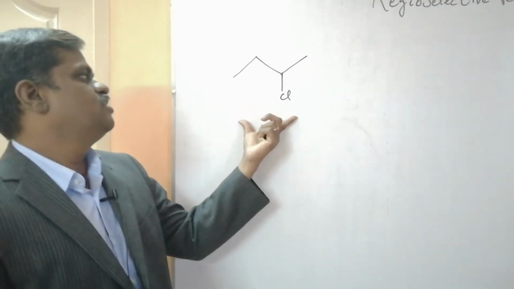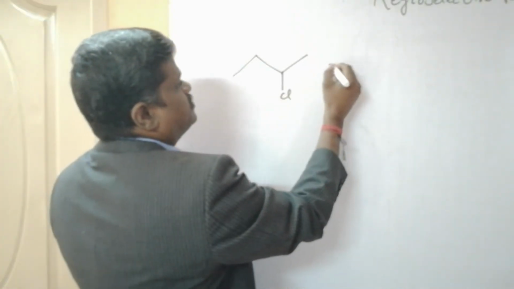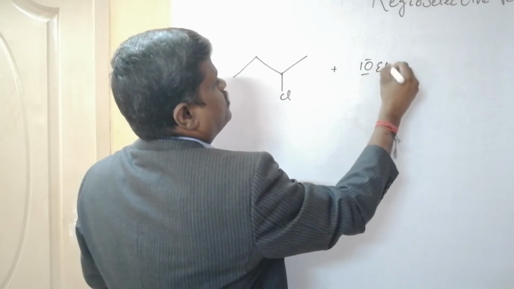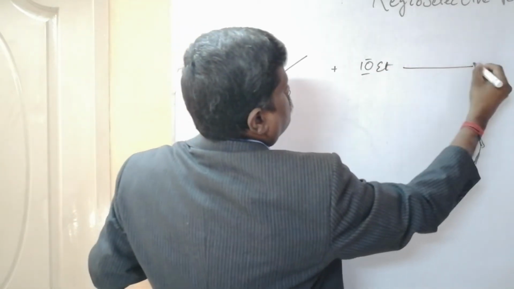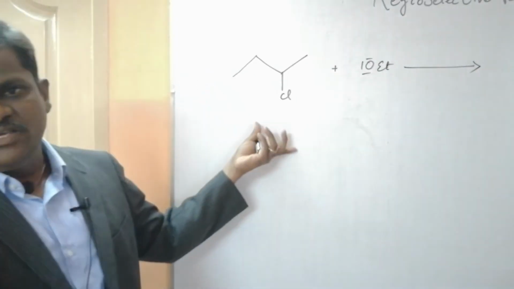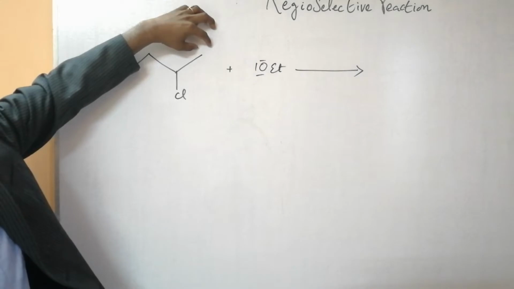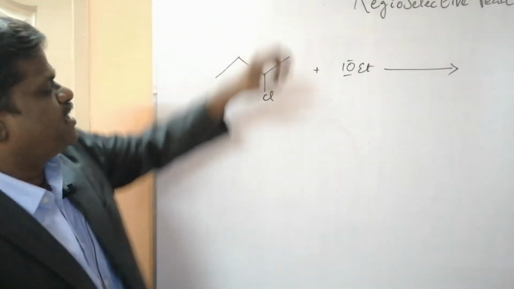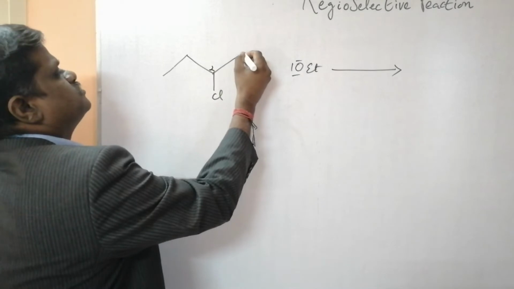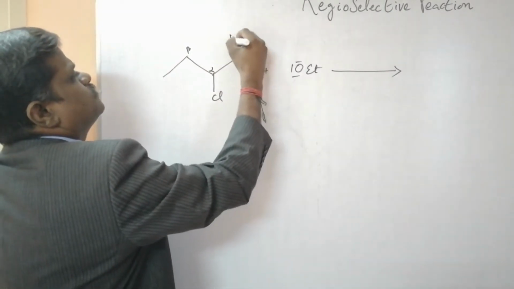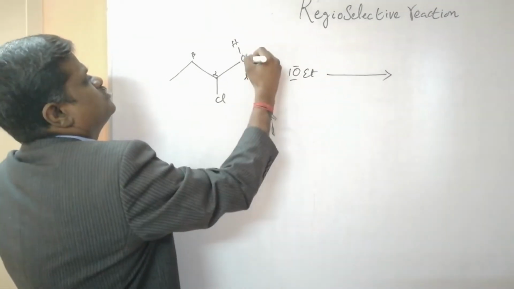So this is one alkyl halide and it reacts with ethoxide base. It is an E2 elimination. As you know, in E2 elimination, this base will try to abstract a proton from the beta carbon. You see here we have two beta carbons. This is a beta carbon, and this is also a beta carbon. I will write it like this.